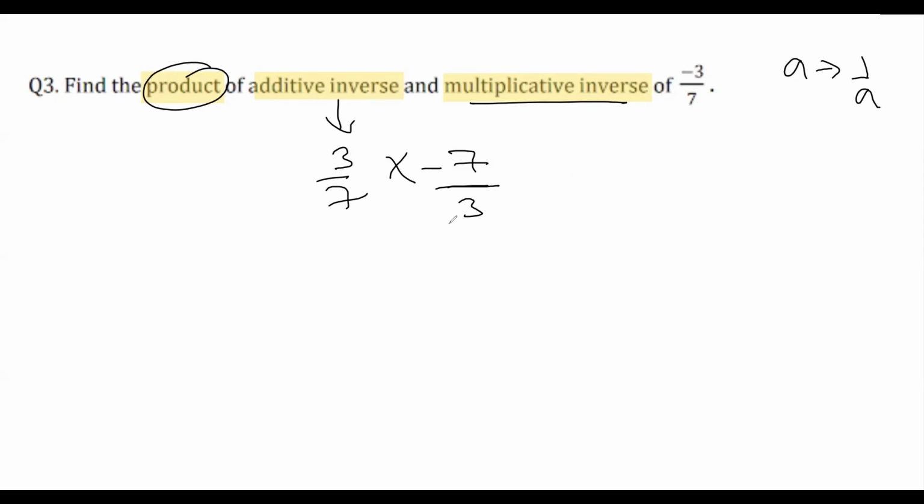Now you can easily say that this can be reduced by 1 time, and this can also be reduced by minus 1 time. So therefore, the required product will come as minus 1, right? This is 1 minus sign.